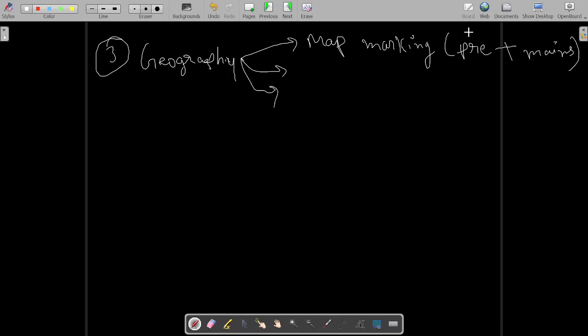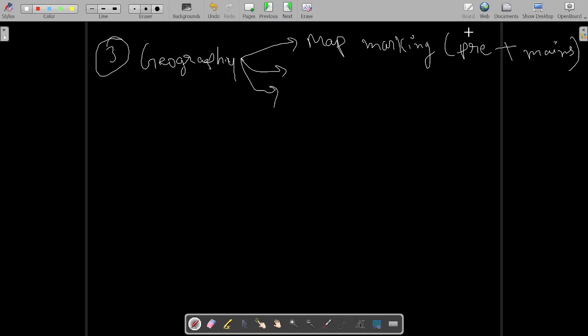Directly in mains, no question will be asked from map marking directly. In the prelims they might ask some question from map marking, but in mains no question will be asked from map marking. In mains there will be application of map marking. For example, they ask you something about ring of fire, then you will obviously mark the location of ring of fire on the map. You will need to know where Indonesia is on the ring of fire, where Japan is on the ring of fire. Those things you will need to know. So those will be important.